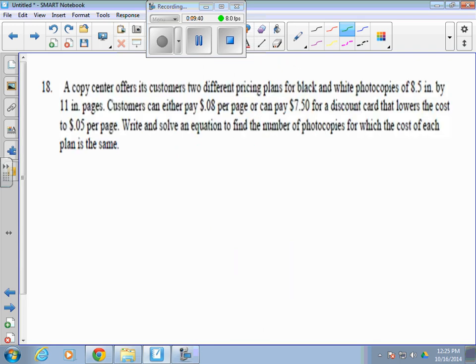Number 18 says a copy center offers its customers 2 different pricing plans for black and white copies of 8.5 by 11 inch pages. None of those numbers matter to the problem. It says customers can either pay 8 cents per page, or they can pay $7.50 for a discount card that lowers their cost to 5 cents per page.